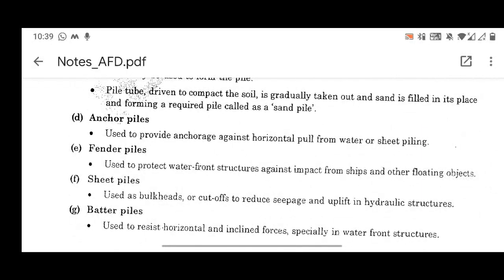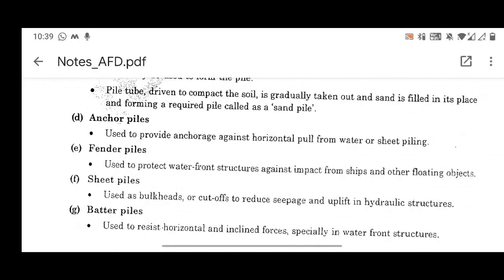Another is your fender piles. They are basically used to protect the waterfront structures against impact from ships and other floating objects, right? So fender piles are basically used to protect waterfront structures from ships and floating objects.